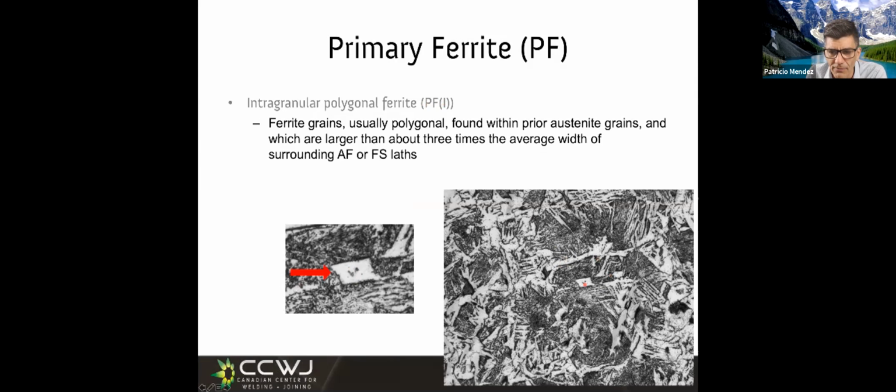And here you have a photo. The one who took these photos is Alejandro, your TA, and they're excellent photos, and they're really very representative, right? And here you would see again how we have this loop of PFG and this big chunk inside that is the PFI, primary ferrite intragranular.